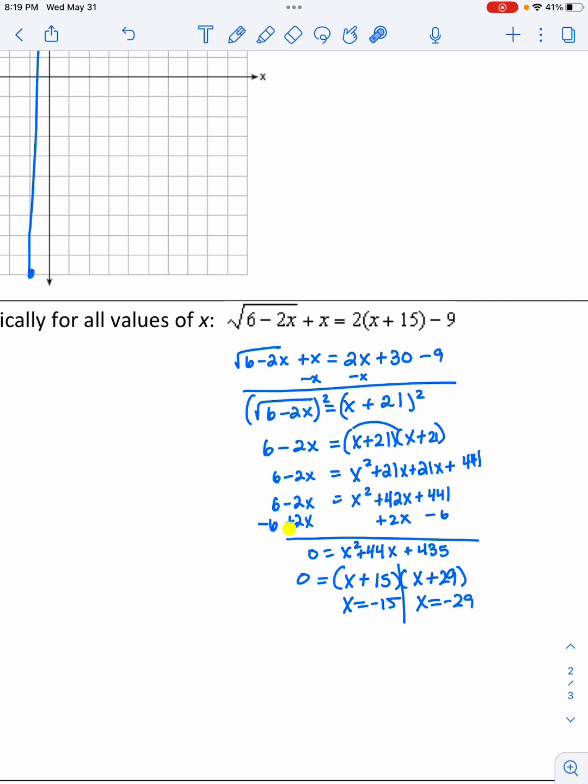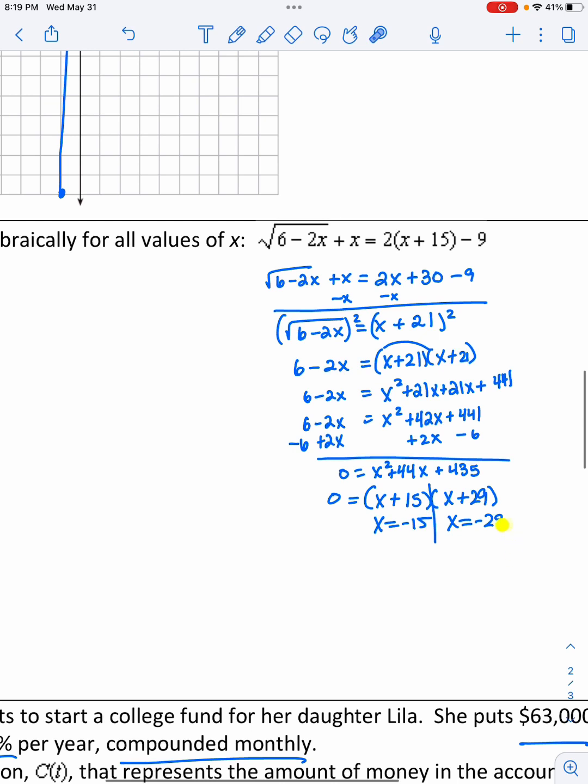We have an x squared, so I'm going to move everything over so that this side is 0. And then we're going to factor. Now, last but not least, we're going to want to substitute in our values to see if we have any extraneous roots. So I'm going to go ahead and substitute in -29.